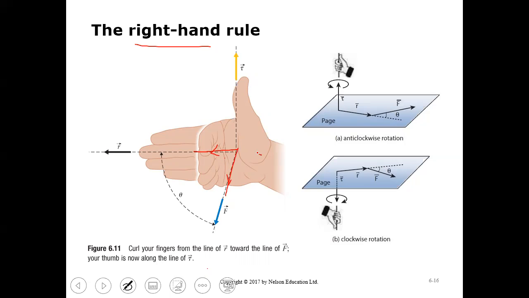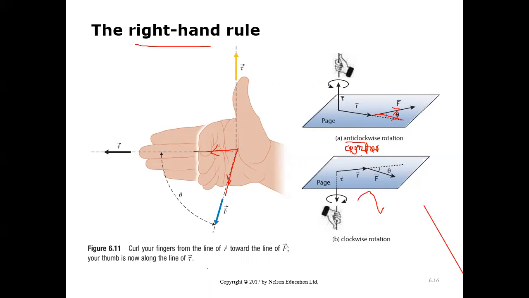On the right hand side, you have another picture. You can see vector R and vector F here. When you curl your fingers from R to F, the thumb will be pointing up. So looking from above, it is counterclockwise. They also call it anti-clockwise, same as counterclockwise. So don't get confused, counterclockwise and anti-clockwise are the same.